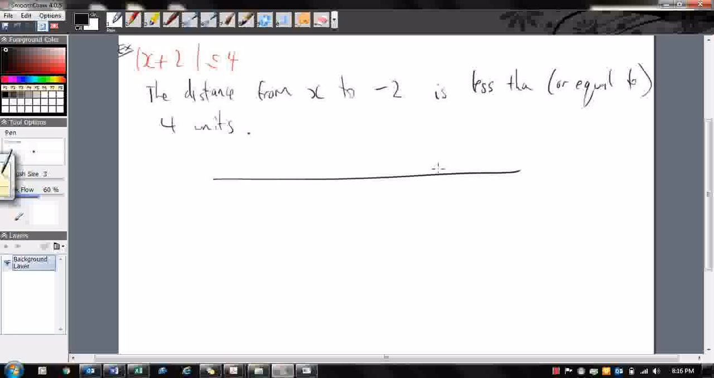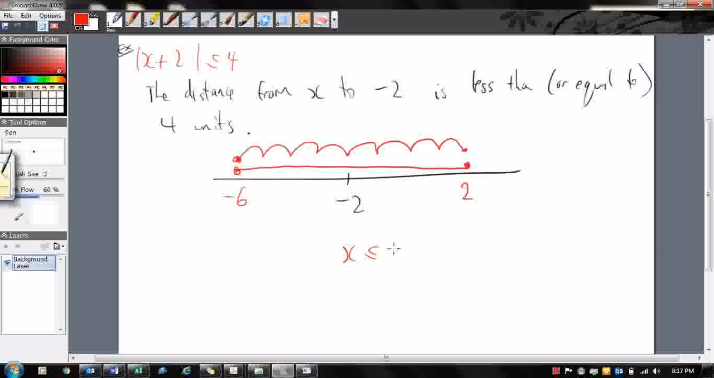So if you try to draw that on a number line, the distance from x to negative 2, let's put this point negative 2 in there. What we're saying is the distance from x to here is less than or equal to 4. In other words, the most that you can travel from here is 4. 1, 2, 3, 4. We can't go any further than that. And 1, 2, 3, 4, we can't go any further than that. So anything in this range here is allowable. Negative 2 plus 4 is 2. Negative 2 minus 4 is negative 6. And so we know that x must be somewhere between positive 2 and negative 6.